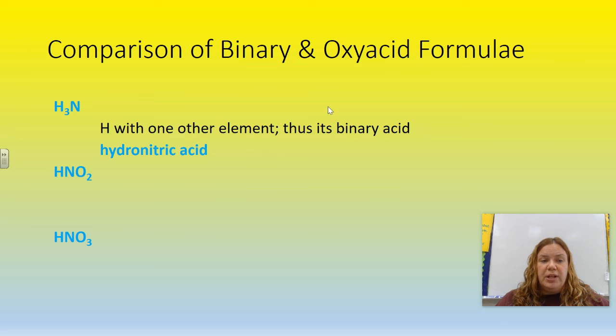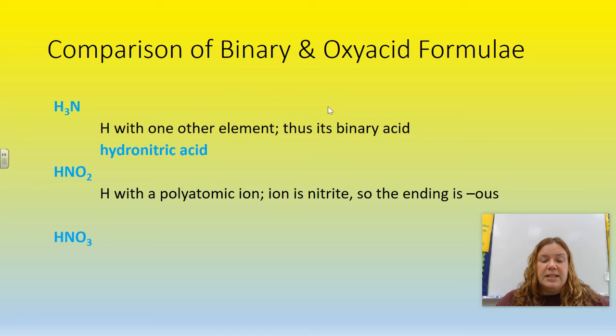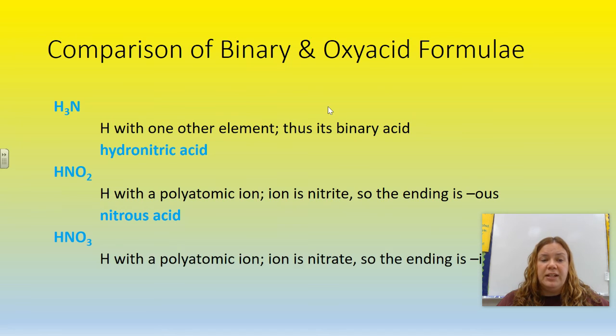With HNO2, we realize it must be an oxyacid because H is with a polyatomic, and that polyatomic is nitrite. So the ending must be ous, O-U-S. We're not using the prefix hydro. So instead, we're just going to have nitrous acid. And finally, the last one, we have hydrogen with a polyatomic, and that ion is nitrate, so the ending is ic, I-C. So therefore, we're not going to use the hydro again, and we'll just have nitric acid.